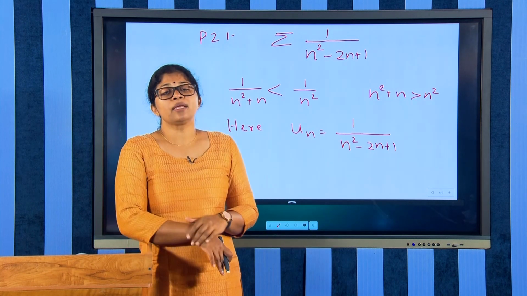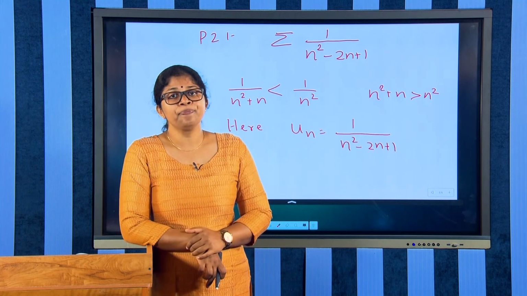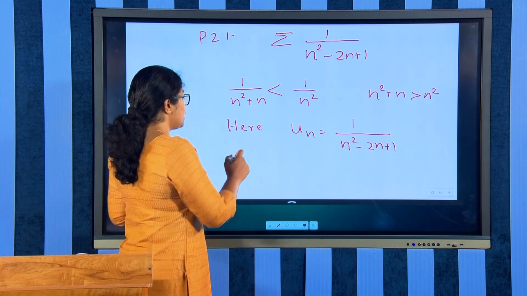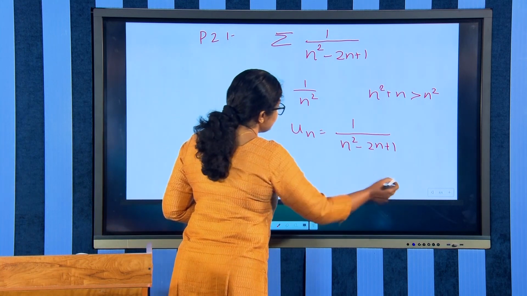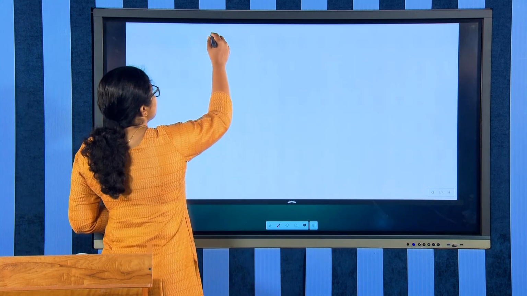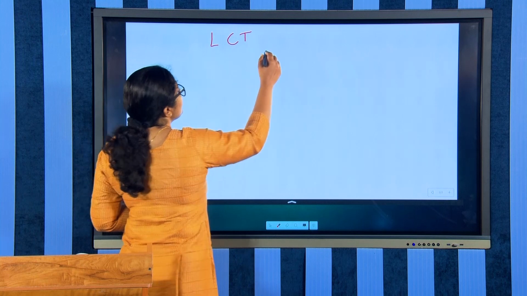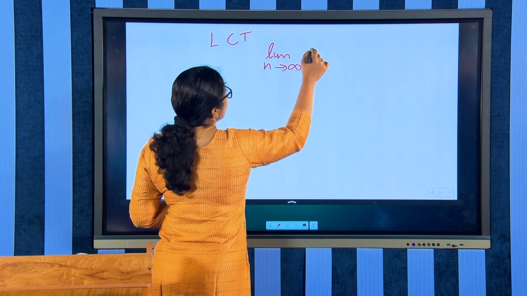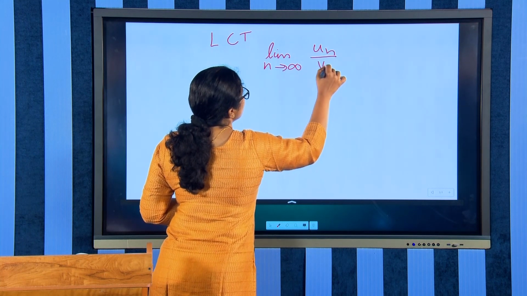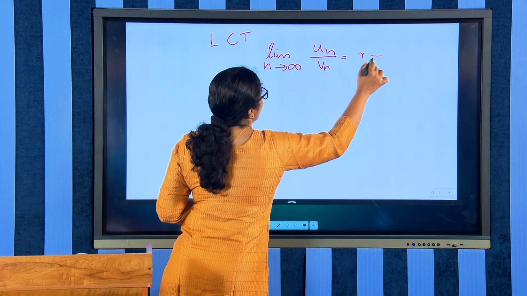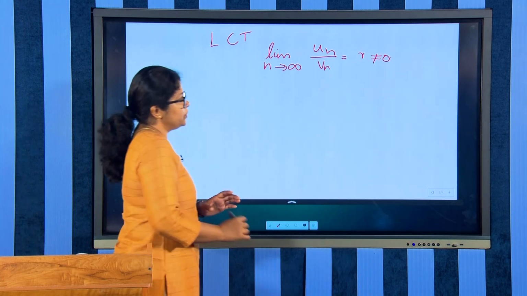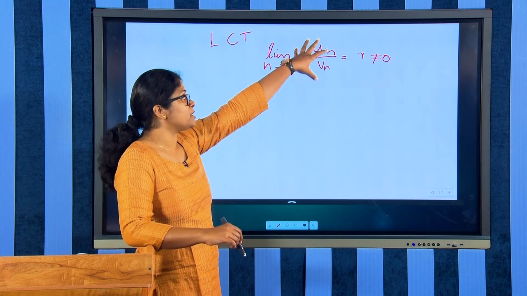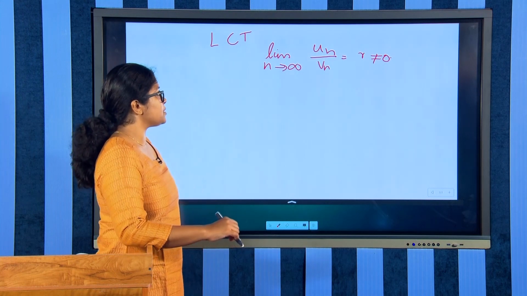So, in this case direct comparison test is not that easily applied, and so we go for limit comparison test. So, for limit comparison test what we require is limit n tends to infinity xn by yn, or un by vn, should be a finite non-zero value. So, this was our intention, or this is what we need to get in limit comparison test.